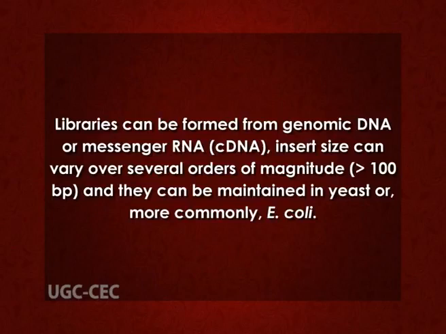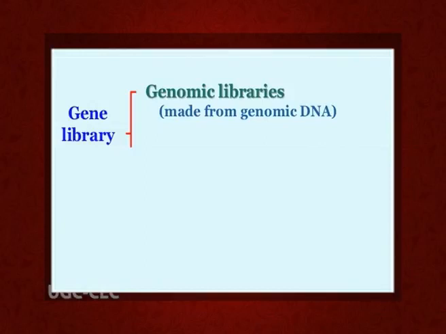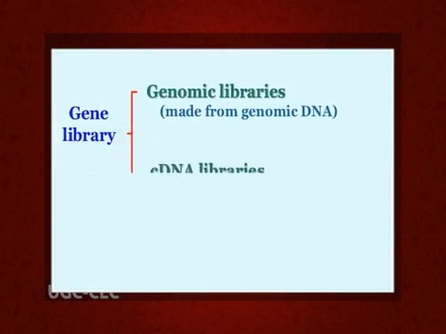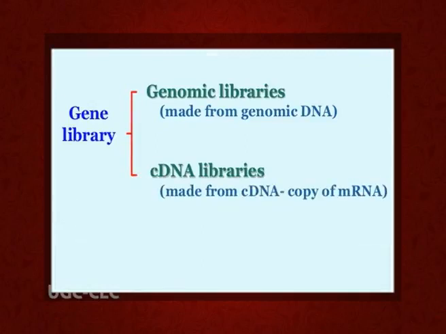They can be formed from genomic DNA or messenger RNA cDNA, that is complementary DNA. Insert size can vary over several orders of magnitude, hundreds of base pairs or more, and they can be maintained in yeast or more commonly E. coli. Genomic library contains the DNA extracted from the nucleus of a selected organism, while in case of a cDNA library, the mRNA of an organism is turned into cDNA, complementary DNA, with the help of reverse transcriptase enzyme.